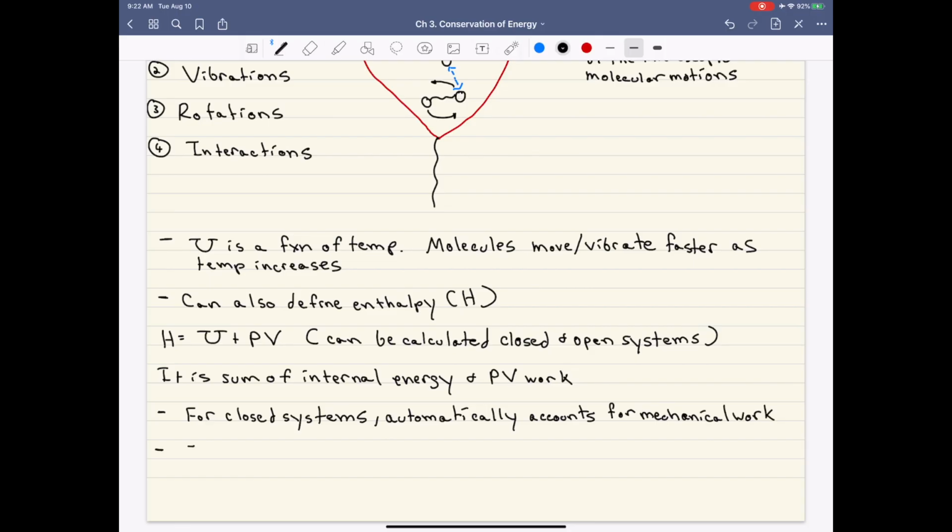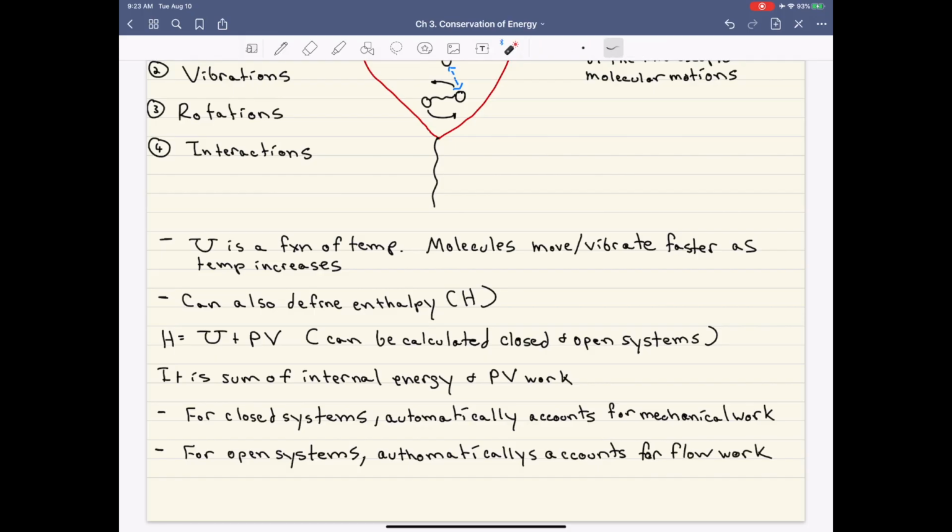and if we're dealing with open systems, if we calculate the enthalpy, that automatically accounts for flow work in our energy balance. So essentially, by using enthalpy rather than directly internal energy, it helps simplify our energy balance analysis.